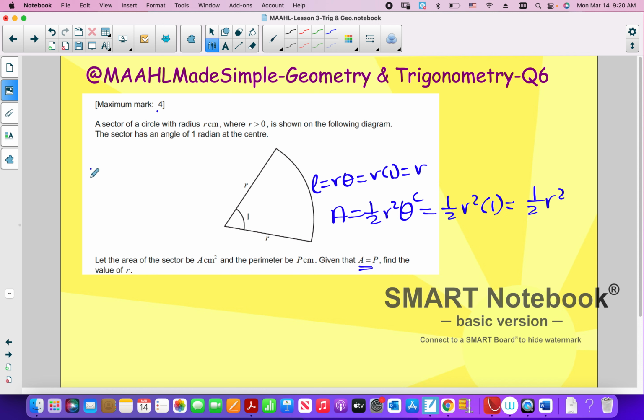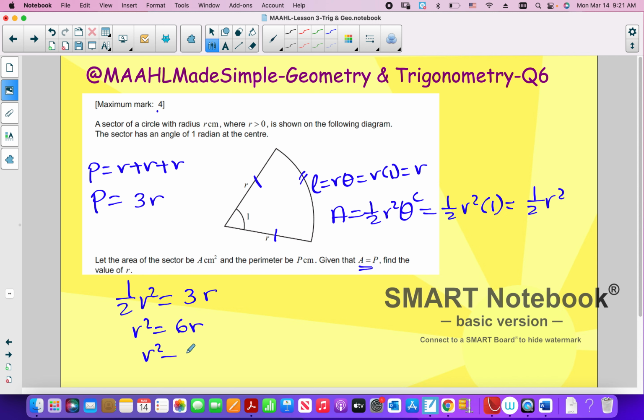My perimeter is adding this side and this side and this side. That will be R plus R plus R, so the perimeter is equal to 3R. Equate the two values. So half R squared, that's the area, is equal to 3R, the perimeter. Let's multiply by 2 first. That'll be R squared is equal to 6R. Move 6R to the other side. R squared minus 6R is equal to 0.